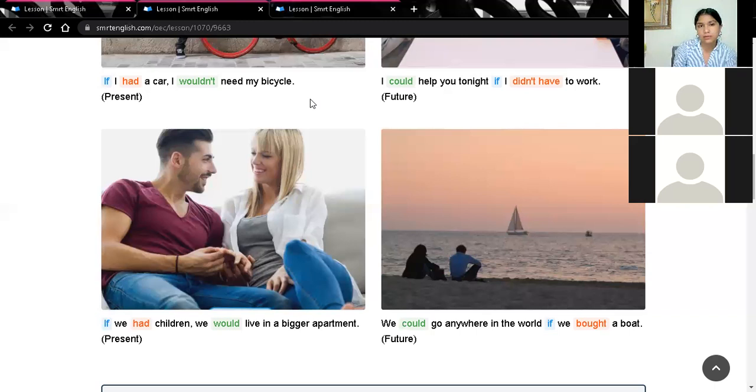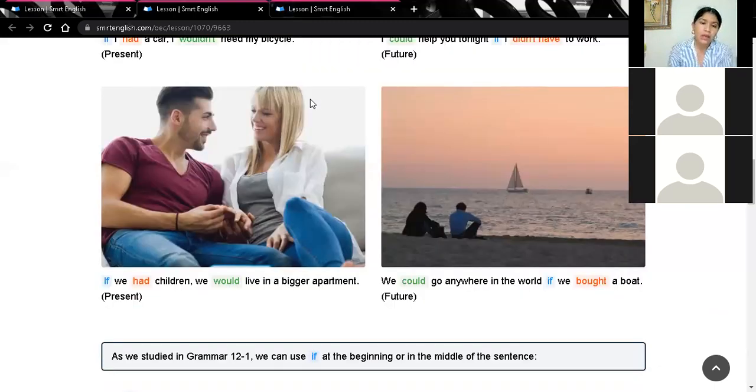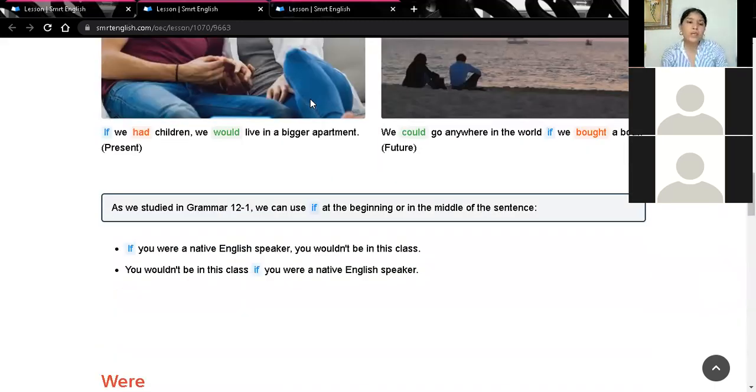Yes, that is clear. Thank you. So it says in here, as we studied in 12.1, we can use if at the beginning or in the middle of the sentence. That's what I was telling you. We can start with the if clause or we can start with the could form. Remember, in this context, we're using if with the past tense only. And in the other clause, we're going to use would plus the base form, or could.